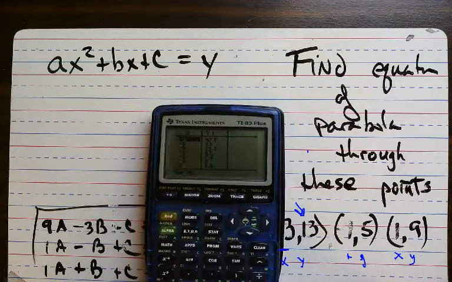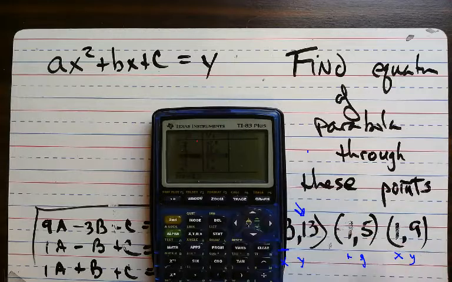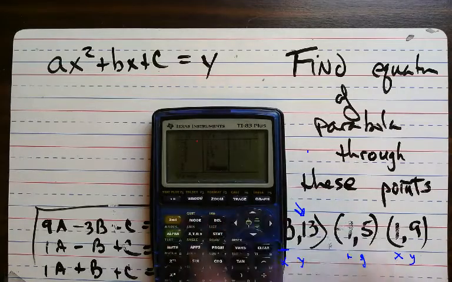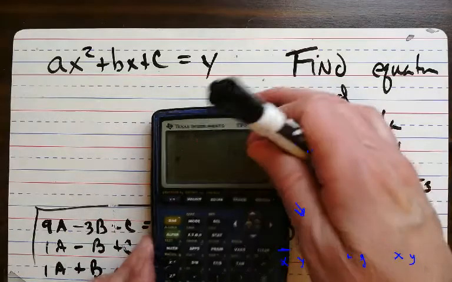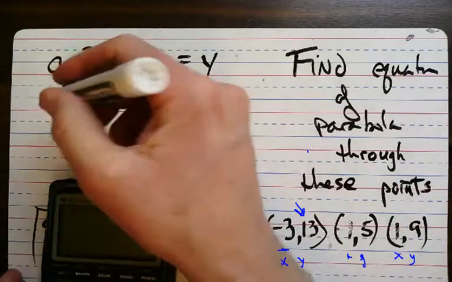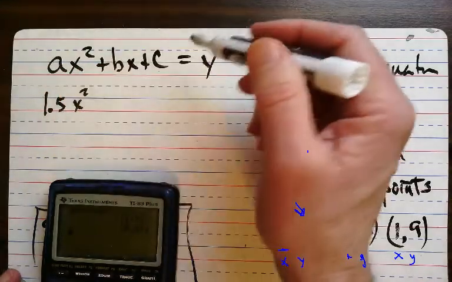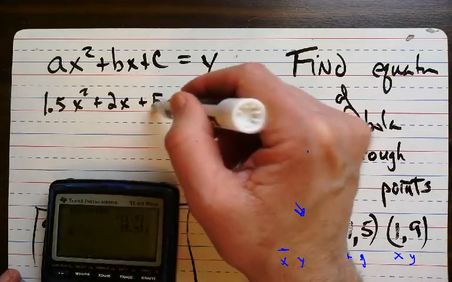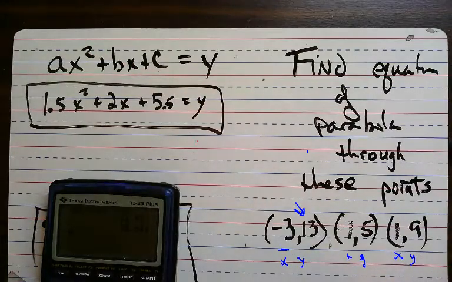Look at that. Ta-da! -3 is 13. There it is. -1 is 5. No problem. +1 is 9. We did it. Ta-da! So what's the answer to the problem? The answer is what is the parabola? This is the parabola. Okay. We're done when we know the equation of the parabola.